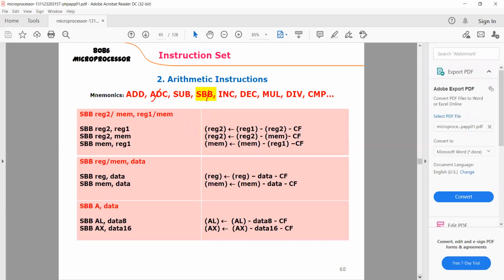Let us see that. Sir, how do we identify the borrow? We identify it through the carry flag itself. Borrow is nothing but carry. Why carry, sir?